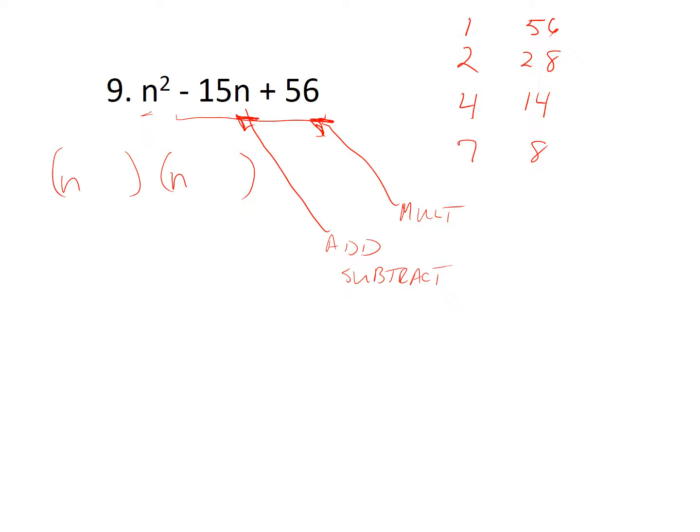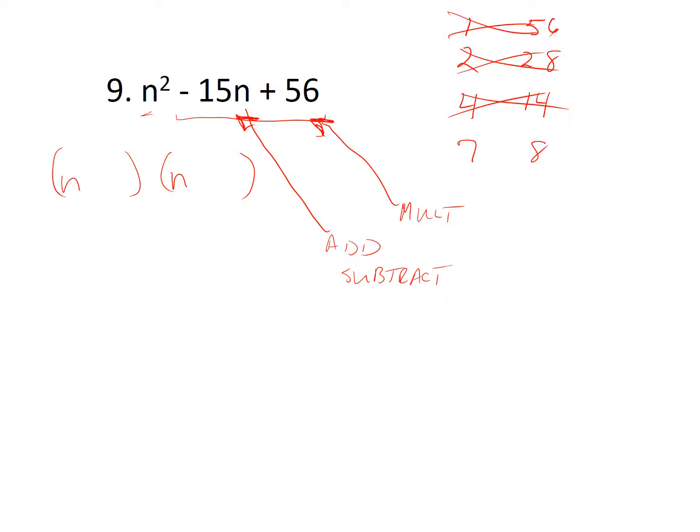No way. 4 and 14, we're getting closer here. But 14 plus 4 is 18. 14 minus 4 is 10. There's no way that's going to work. So far, none of these three. We've only got one pair of factors left, 7 and 8. So I'm hopeful those will work.